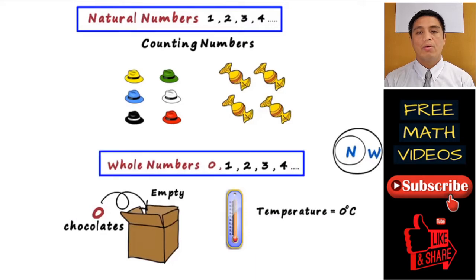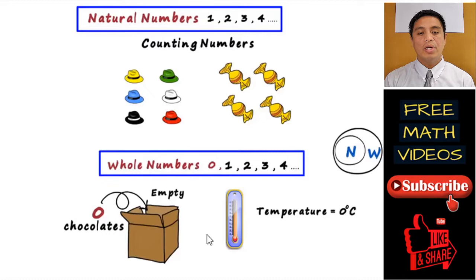And then we also have the whole numbers. So what are the whole numbers? The whole numbers are simply the natural numbers plus the number 0. Okay, so these two sets of numbers are very much related. Their only difference is the number 0. Now, why do we need a number 0? And when can we use it?